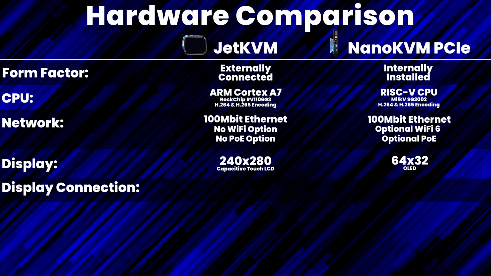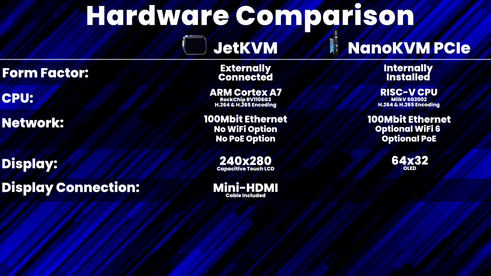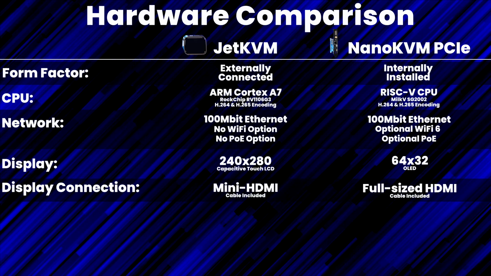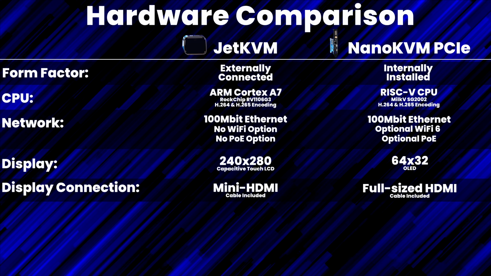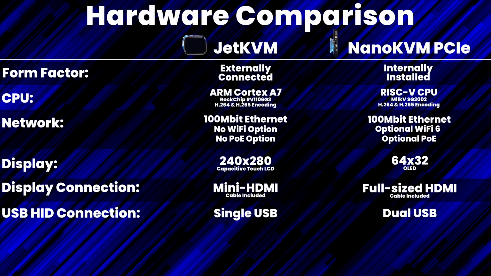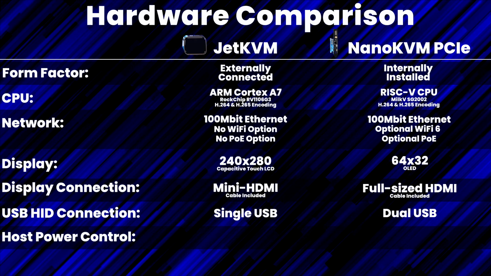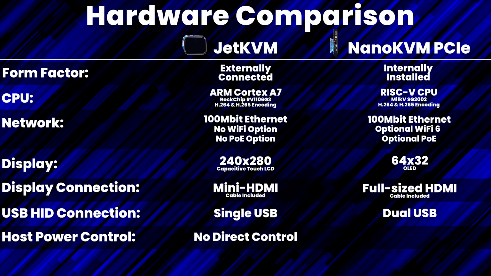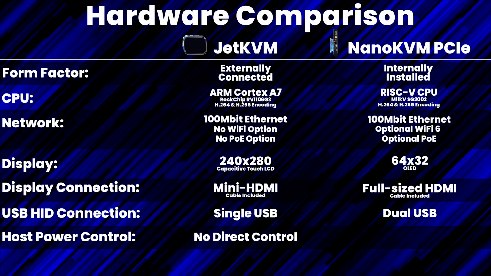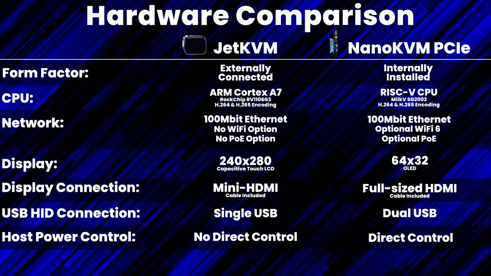Both units support direct HDMI connectivity from the host system, with the JetKVM supporting mini HDMI and the NanoKVM PCIe supporting a full-sized HDMI connection. Both KVMs feature USB connectivity to the host system for emulating USB mouse and keyboard functionality. In terms of remote control, the JetKVM cannot, out of the box, remotely power on or off a system. The NanoKVM PCIe does feature the ability to control power remotely. Overall, with the exception of physical power control, the two KVMs have feature parity.